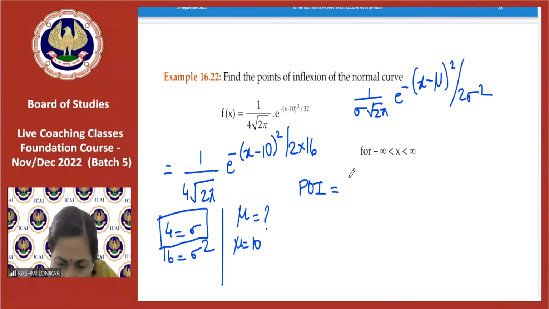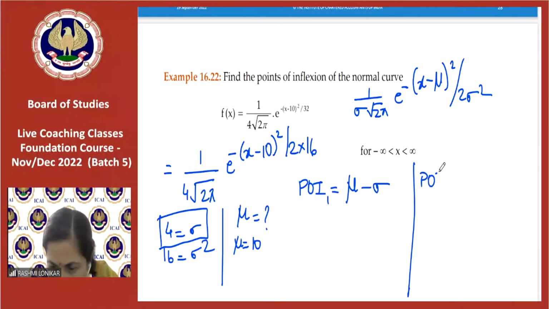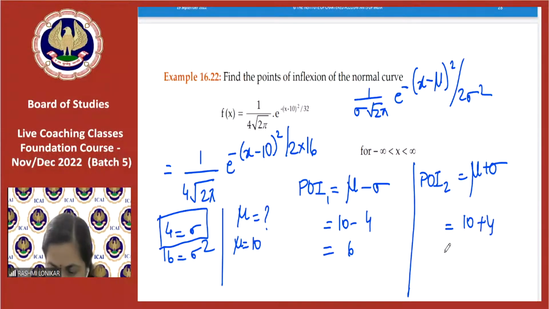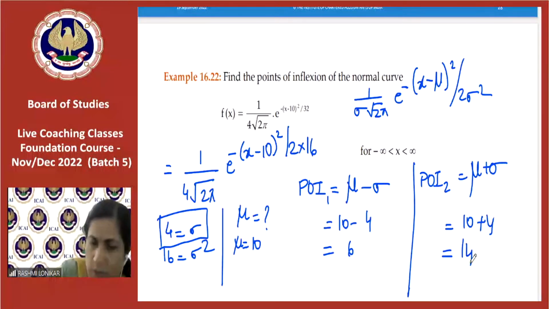First point will be mu minus sigma. Second point will be mu plus sigma. This is equal to 10 minus 4, which is equal to 6. And this is equal to 10 plus 4, which is equal to 14. So this is a way you can solve this sum.